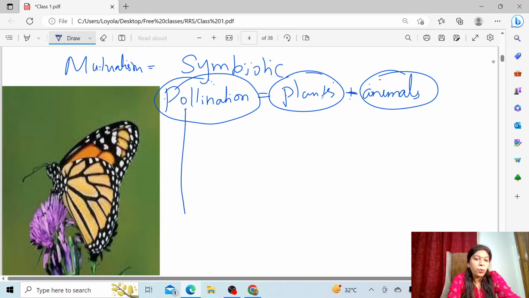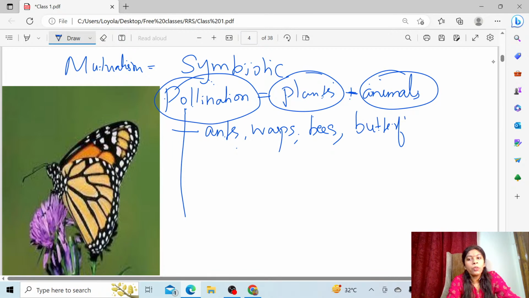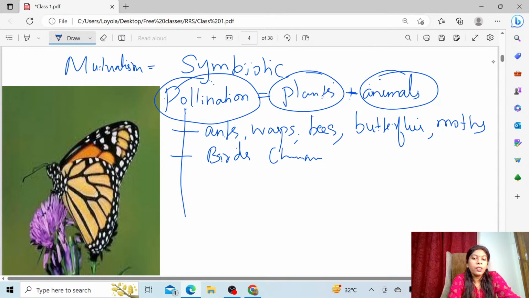For that, we know there is a list of animals, starting from ants, you can take wasps, especially fig trees are dependent on wasps. Then bees, bumblebees. Then butterflies, moths. Not only butterflies, moths are also helpful. Then you can also consider some birds. Birds also help in pollination, like hummingbirds. These are some examples I can give for this pollination. And apart from this, small mammals are also helpful in pollination.